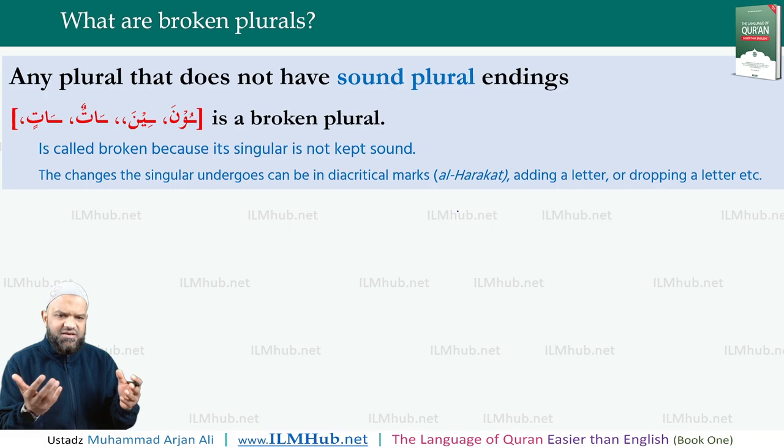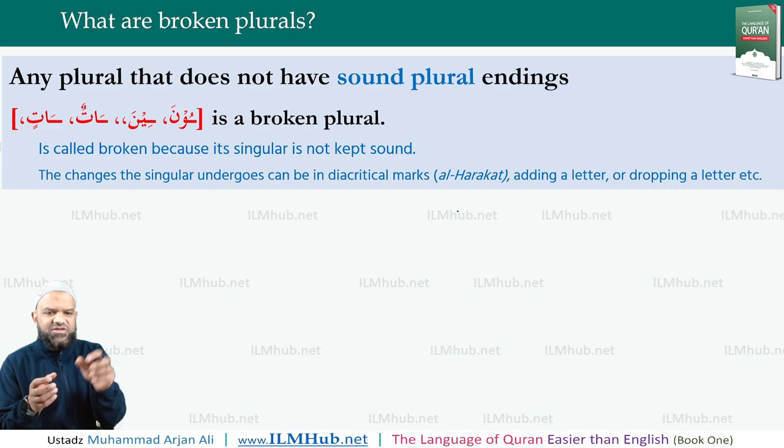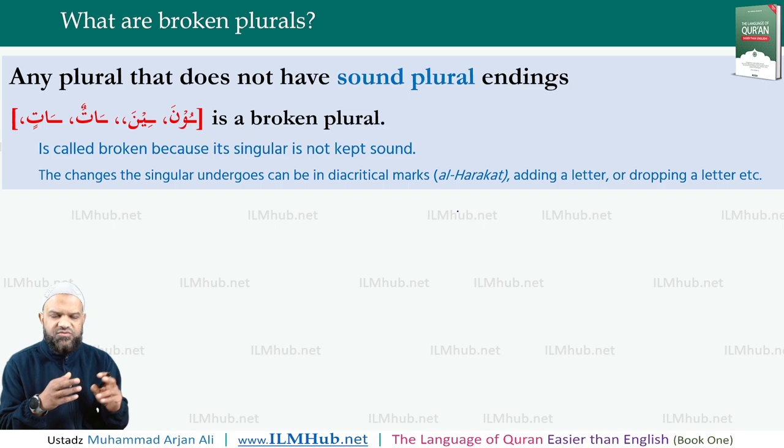Technically, its definition is that the singular pattern, whatever it was, is broken. It does not remain the same when it goes into plural. There are some internal changes to the singular. That's the definition of broken plural that's given, that the internal changes within the word that is singular, and it does some suffixes, etc., to make it broken. So simply for us, we will say that anything that we see that doesn't have una, ina, atun, atin ending, we will call it a broken plural.